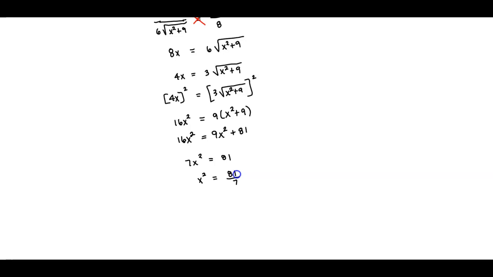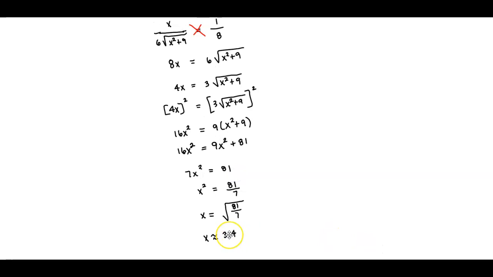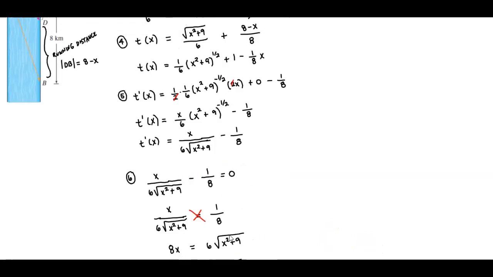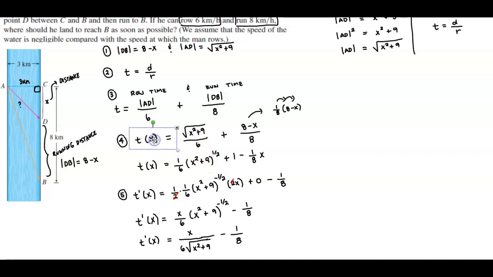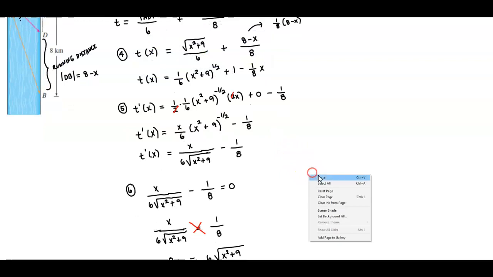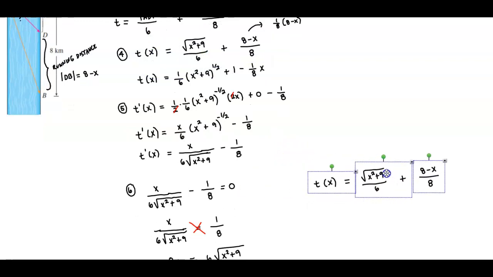If we take the square root of both sides, then x is going to equal the square root of 81 over 7. Now, we're only using the positive value because we're dealing with distance, so that's what we want. So x is going to equal approximately 3.4, the square root of 81 over 7. Now that we have our critical number, we need to go back to our original function, the one in step 4 here. So let me copy this function, and I'm going to call this step 7.